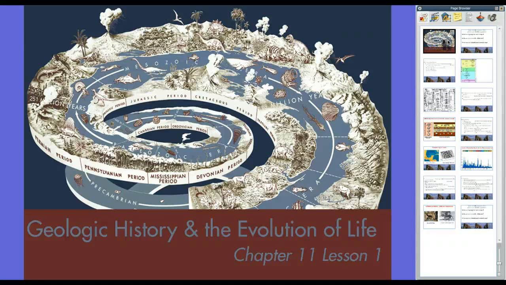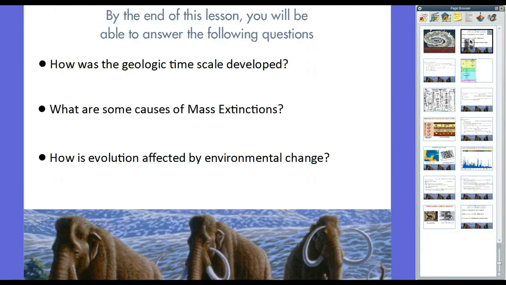Chapter 11, Lesson 1, brand new chapter. Building on what we talked about in terms of relative age dating, absolute age dating, and fossils, we're going to go through the history of the Earth from its very beginning up until present time. We're going to spend a lot of time talking about dinosaurs and also the age of the mammals. But first, we're going to talk about how the timescale was developed as well as Precambrian time before advanced life started really showing up on Earth.